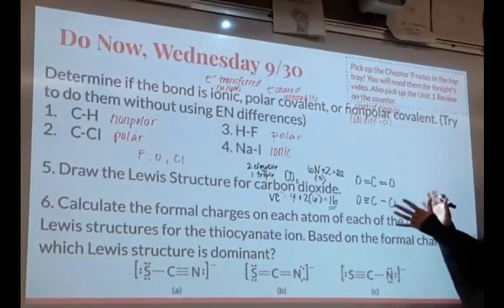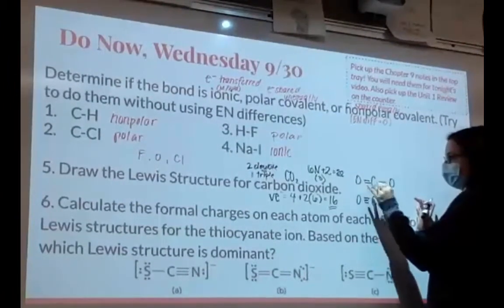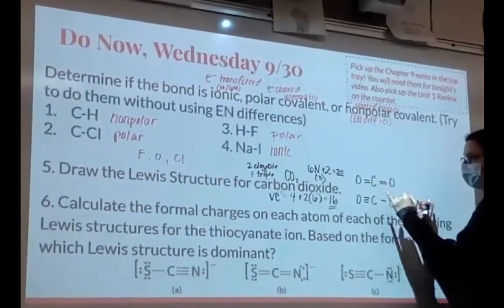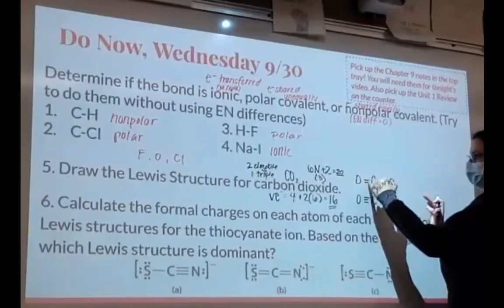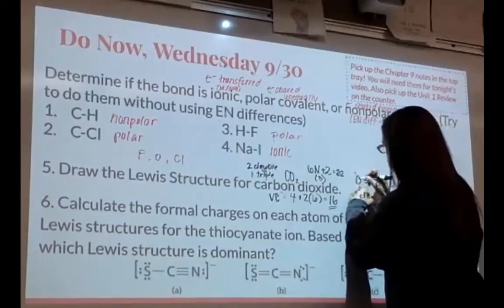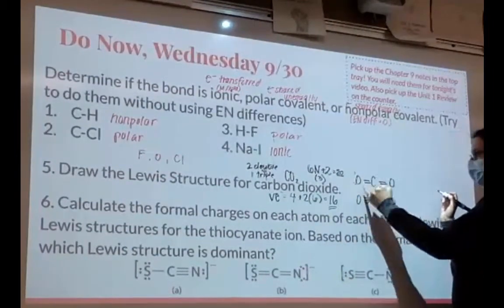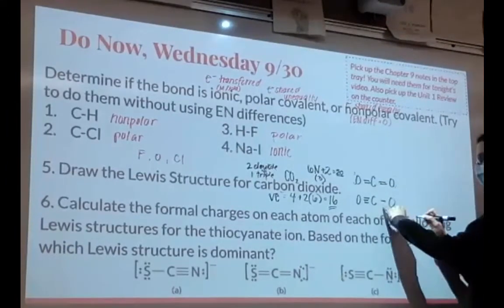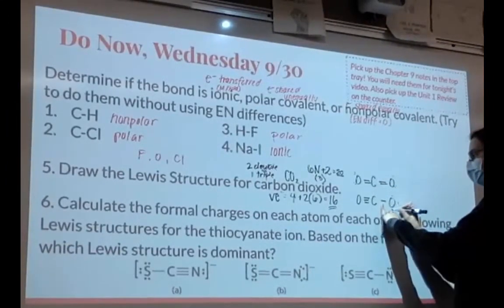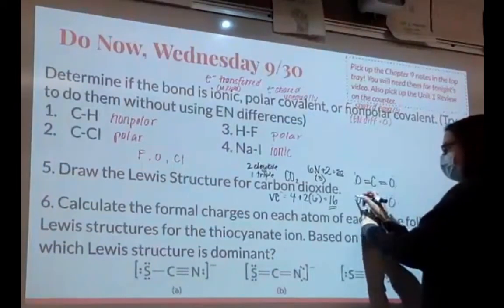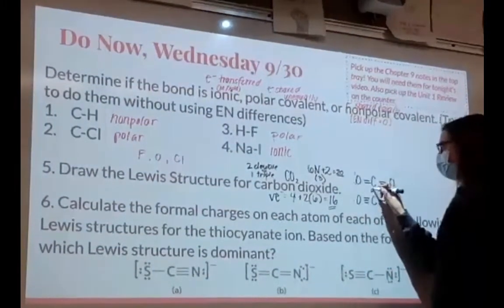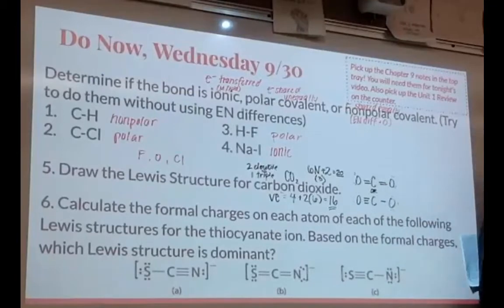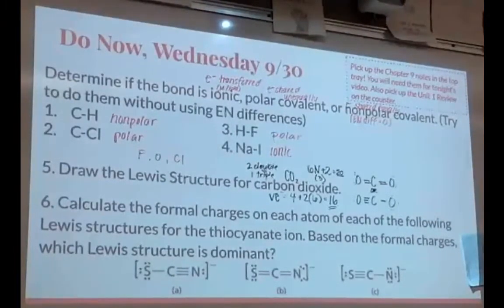Now let's make sure the octets are filled with each. Carbon is good with 8 on both. Up here, oxygen only has 4, 5, 6, 7, 8. Oxygen has 4, 5, 6, 7, 8. Down here, oxygen only has 2. Here, oxygen has 6. So for carbon dioxide, we could have one of 2 structures.